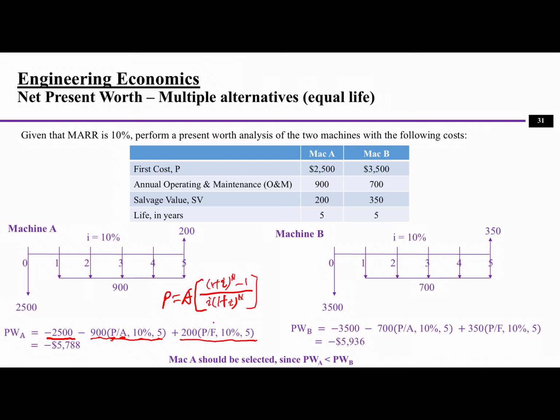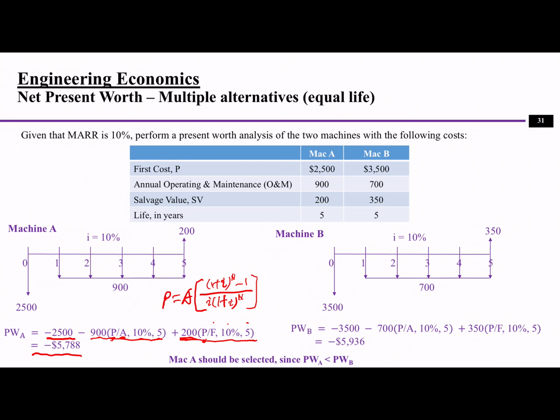Same thing here. If we know the future value, which is $200, at the interest rate of 10%, and we are converting back 5 periods, because $200 is a salvage value that occurs at the end of 5 years, and the future value is given as $200, now we're converting back to P, the present value.